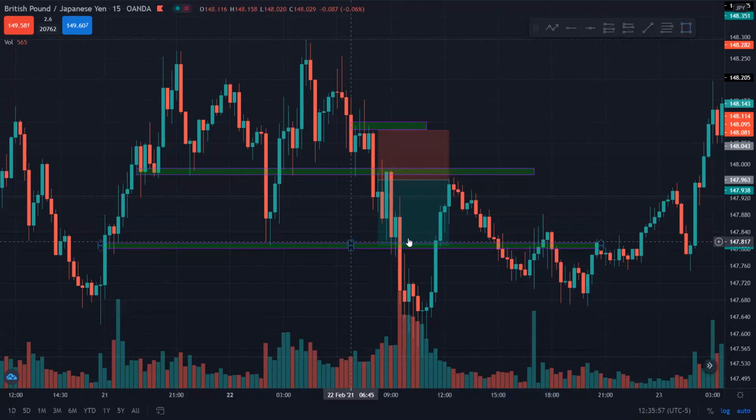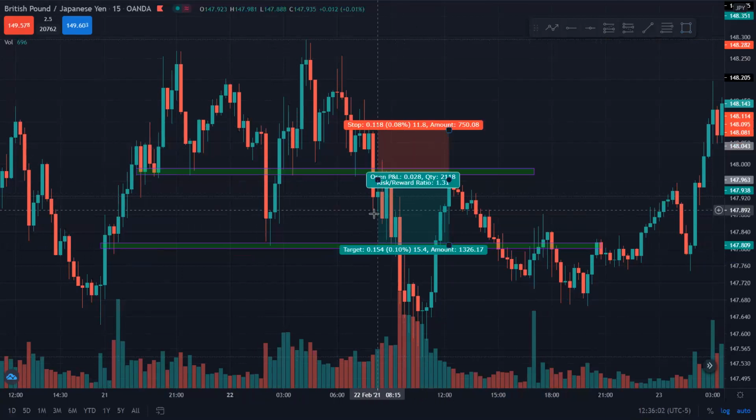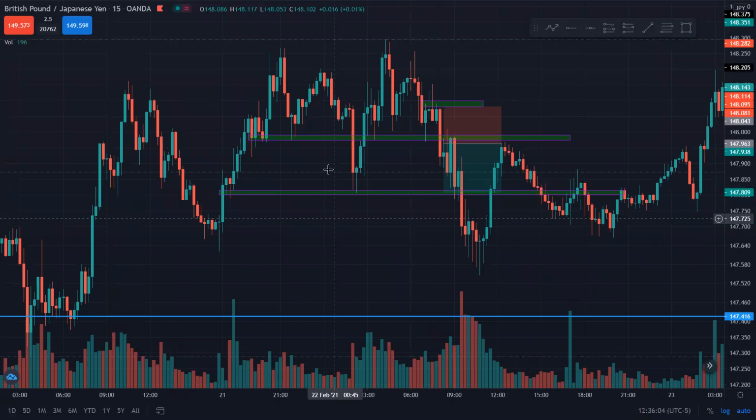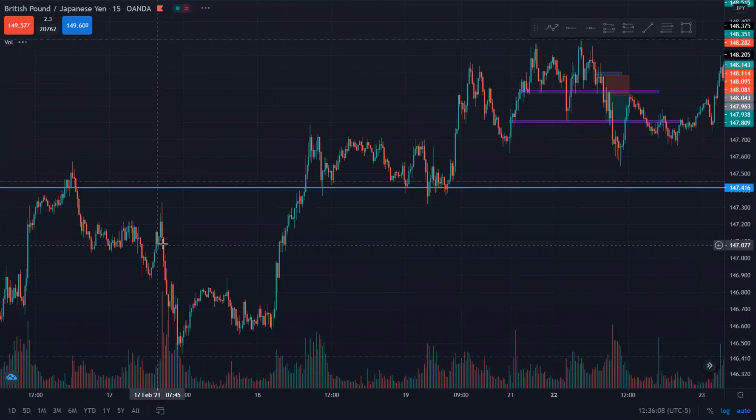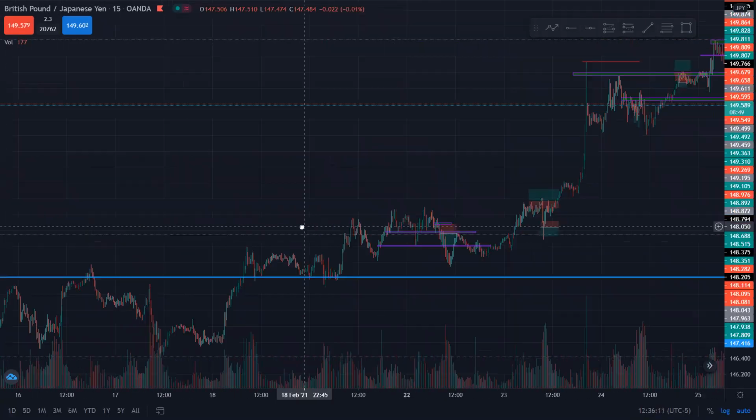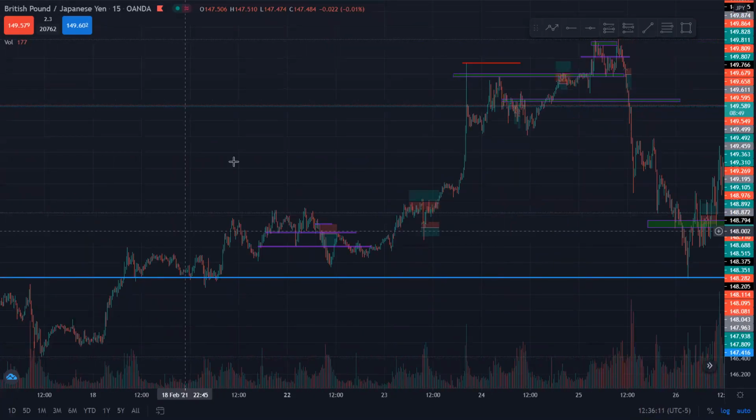1, 2, 3, 4. This is a perfect execution trade. And I took profits right up here. You see? That's a good trade. 1.31 to 1. $130 right there. That's a good trade. Let's keep going here. Did I take anything else? No, I don't think I did.